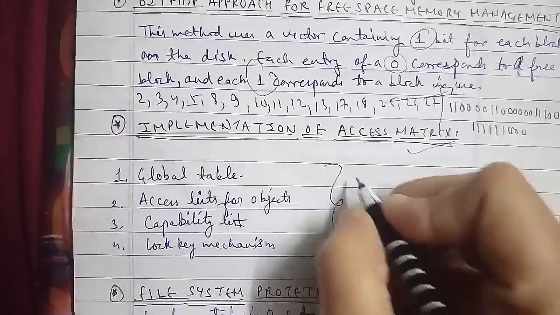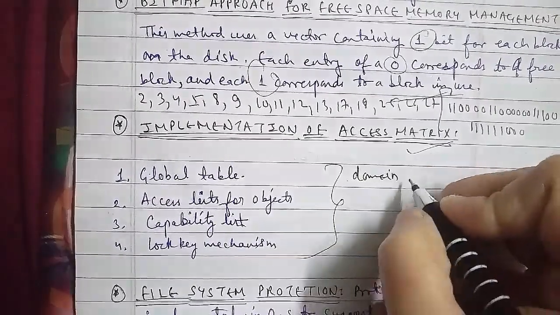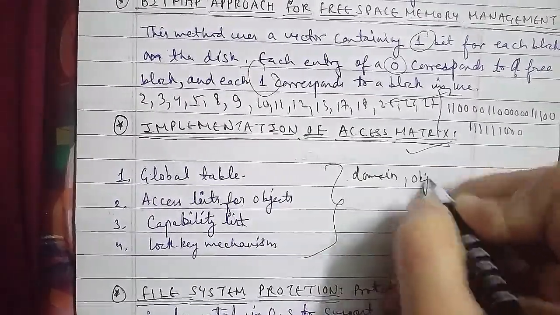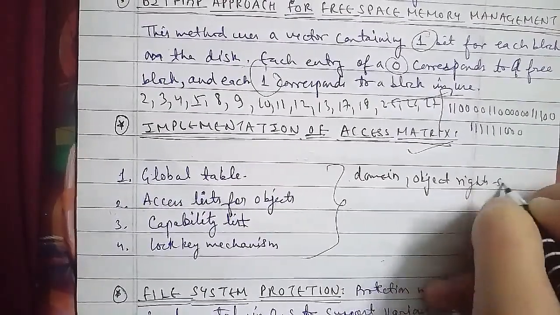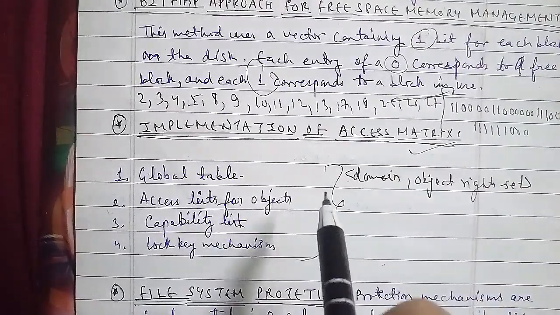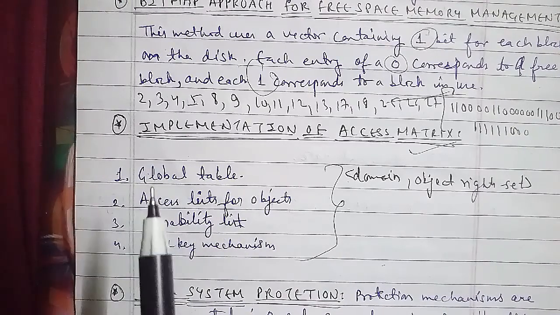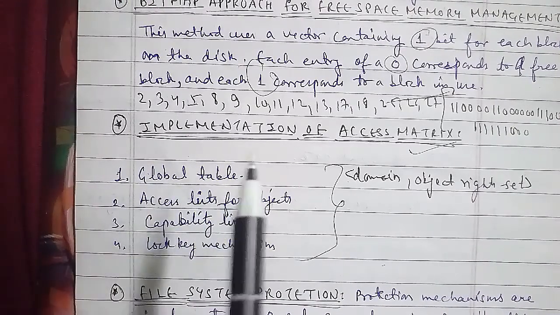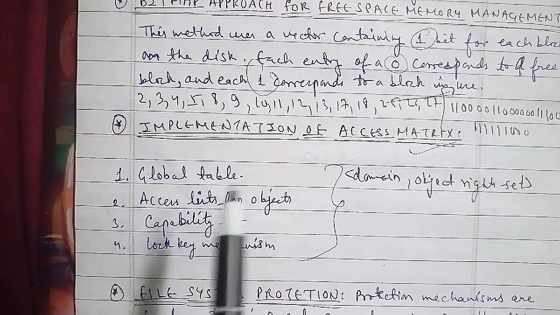These were the three parameters they are performing in the global table here. Before performing an operation on an object by a subject in a particular domain, the global table is searched for the triple, that is the domain, object and the rights set. If this is found, the operation is performed, otherwise an error condition is generated here.